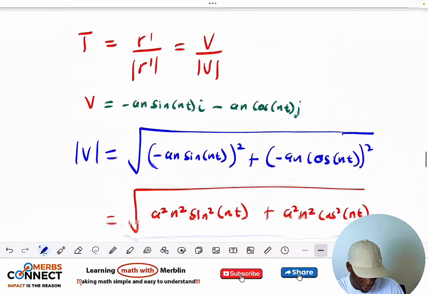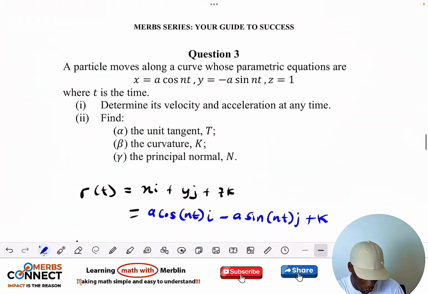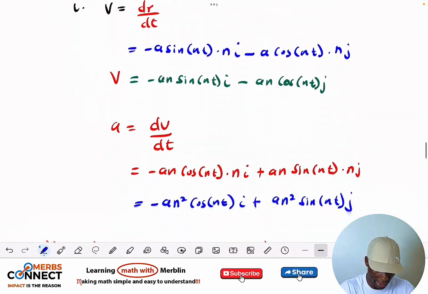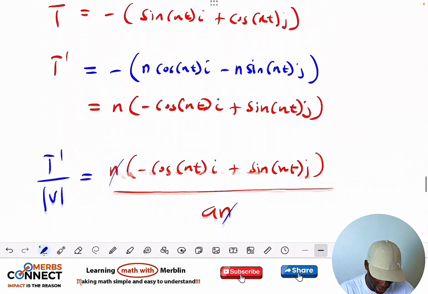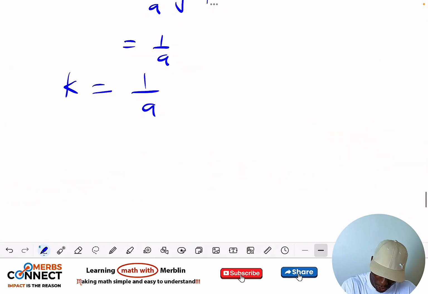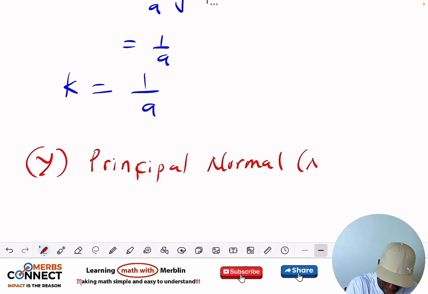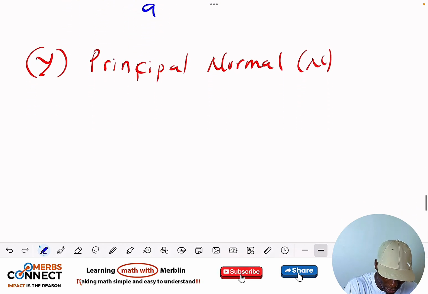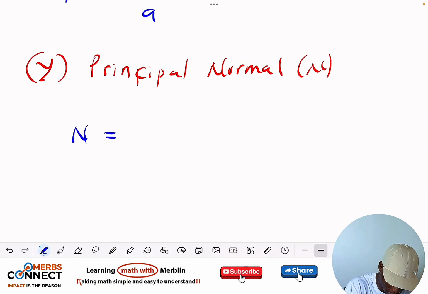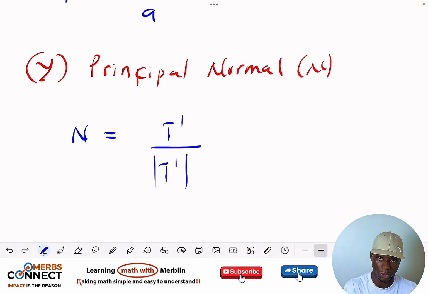Now let's look at the last question for question 3. Now we want to find the principal normal, right? So what's the formula for finding the principal normal? Principal normal, n, is equal to the unit tangent prime divided by the magnitude of the unit tangent prime.